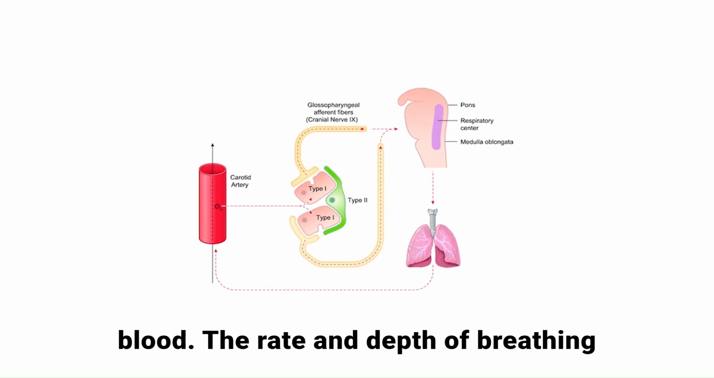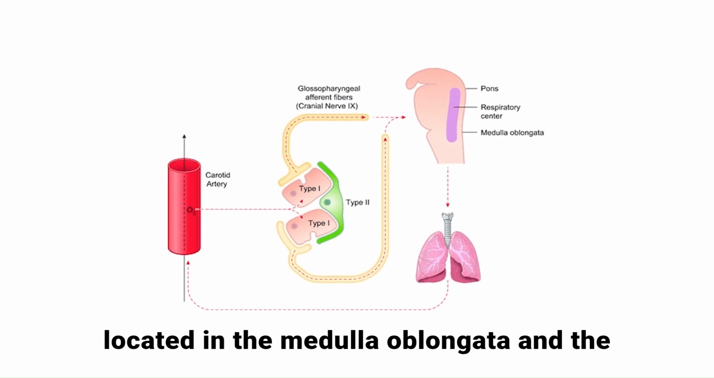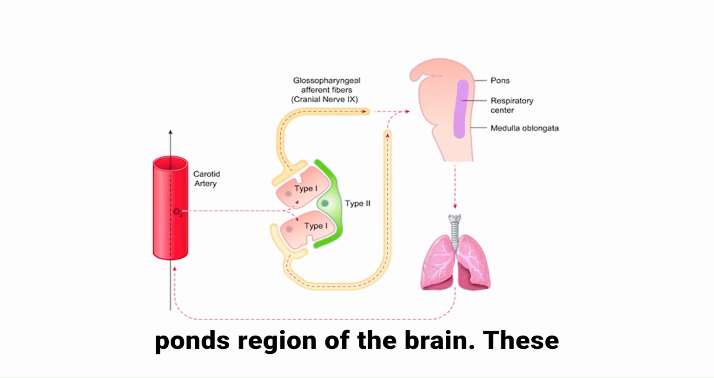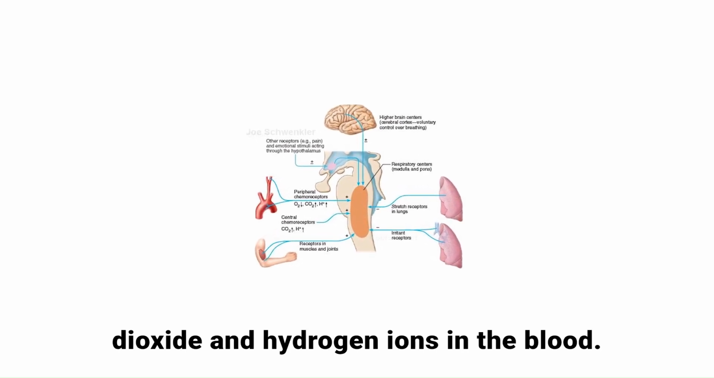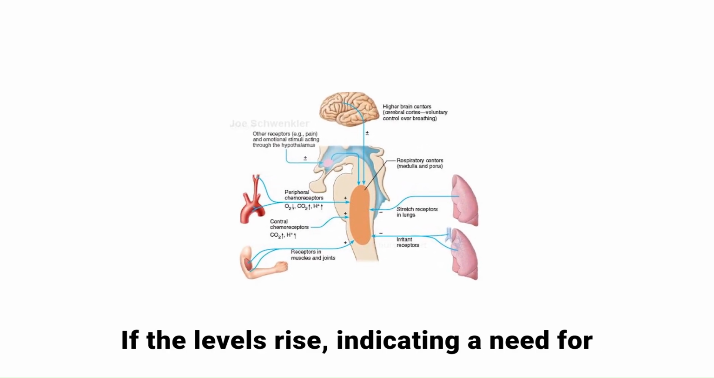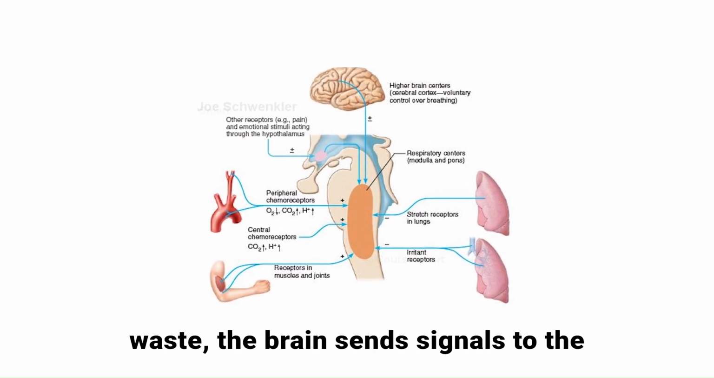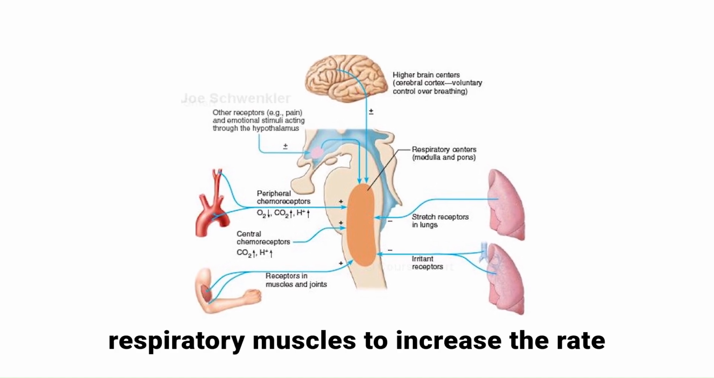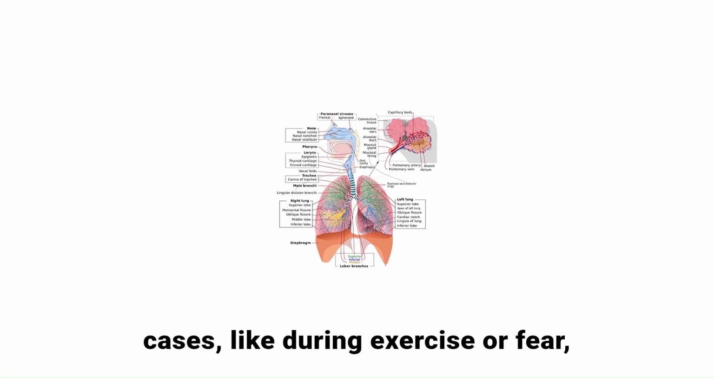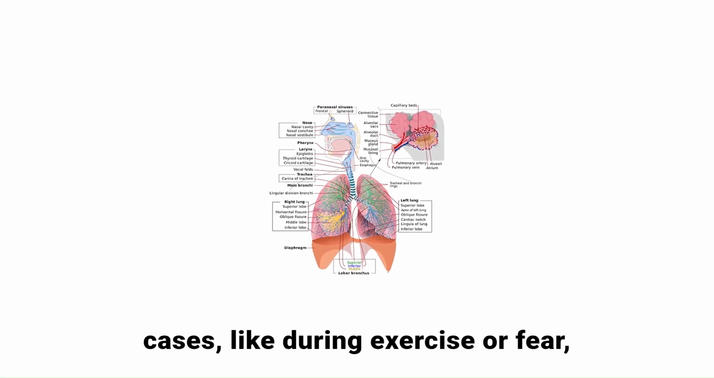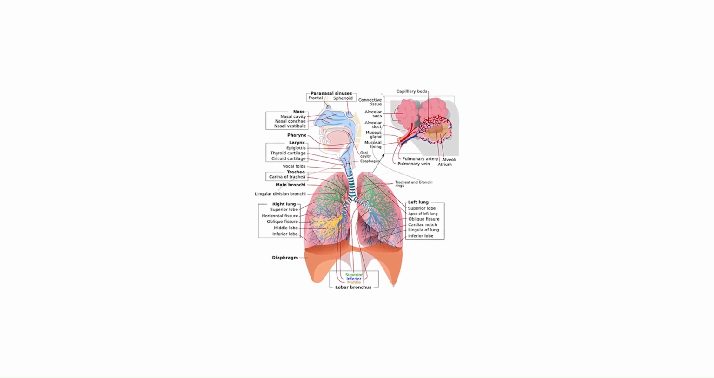The rate and depth of breathing are controlled by the respiratory centers located in the medulla oblongata and the pons region of the brain. These centers monitor the levels of carbon dioxide and hydrogen ions in the blood. If the levels rise, indicating a need for more oxygen or a buildup of metabolic waste, the brain sends signals to the respiratory muscles to increase the rate and depth of breathing. In certain cases, like during exercise or fear, emotional centers of the brain can also influence breathing patterns.